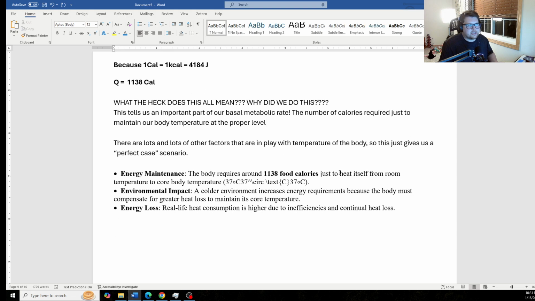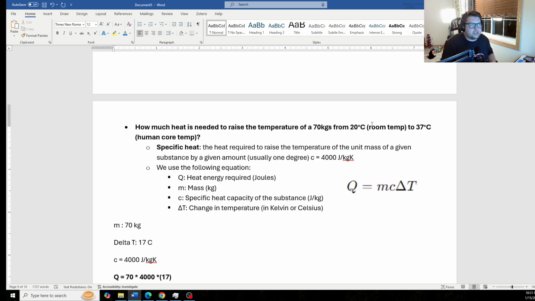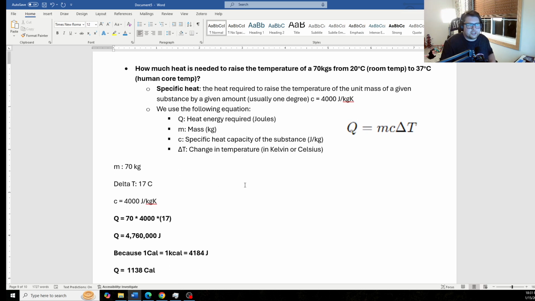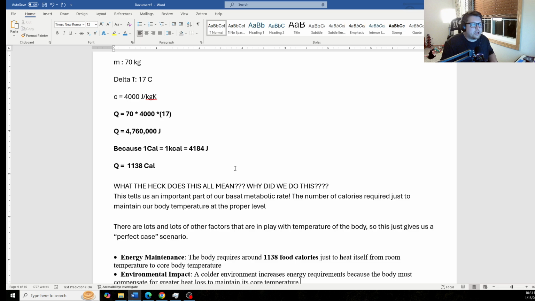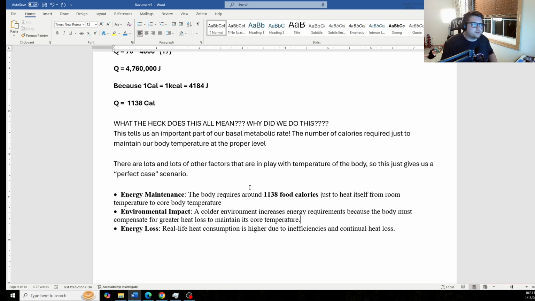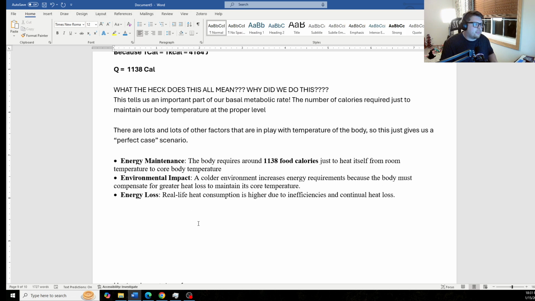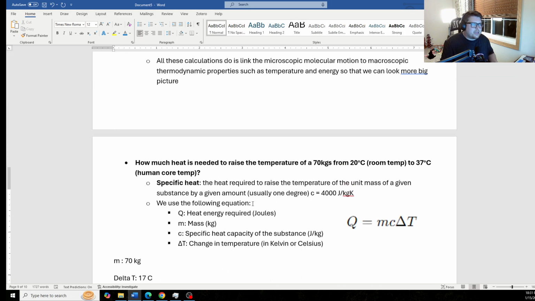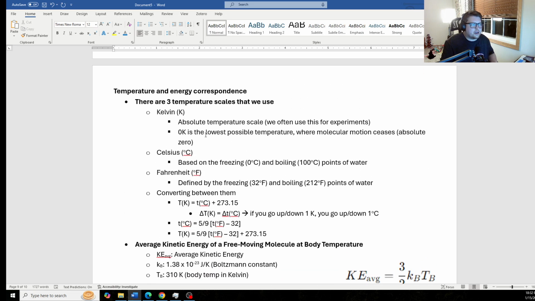Or you could interpret it as just how much heat it requires to go from room temperature to core body temperature. If it was a colder environment, so if we had a larger change in temperature, we would need a lot more energy. So if we're out in the cold, we need more energy to stay warm. So yeah, that's all this is saying. A lot of equation type stuff, a lot of converting things. That's temperature and energy correspondence.